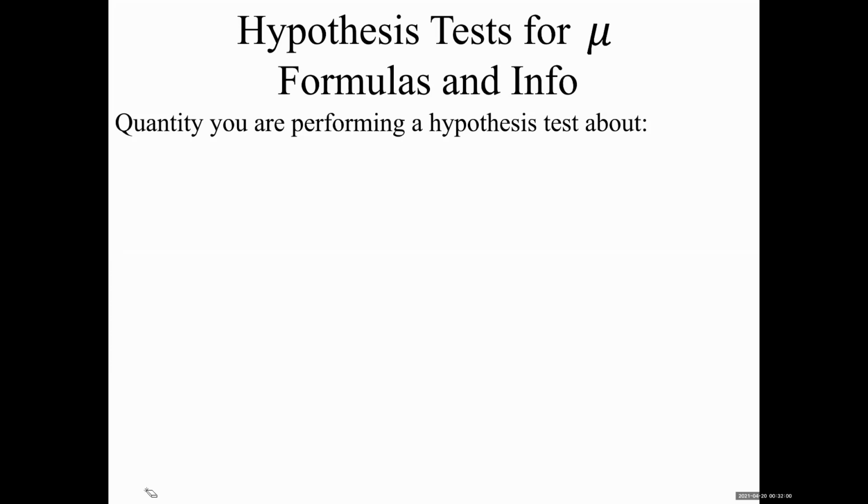All right, quantity you're performing a hypothesis test about. What is the letter that the king and peasant are fighting over today? Someone tell me. Mu. Today they're fighting over mu. And in the next lecture and following, they're going to fight over different letters. But today we're fighting over mu, which is the average of all the numbers in the original bag.